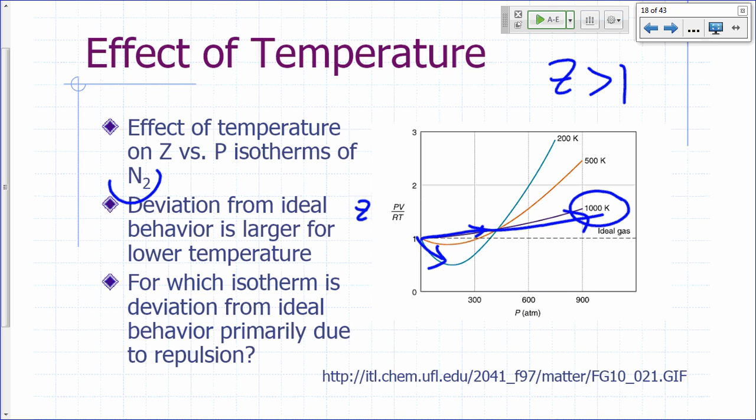So at higher temperature, we say the deviations due to attractions become less and less important. Okay? So higher temperature, attractive forces become less important. So the deviation from ideal behavior will reflect that. It's not going to dip below Z equals 1 as much as it would at low temperatures. But even at very high temperatures, your repulsive forces are still going to be a factor. Okay?